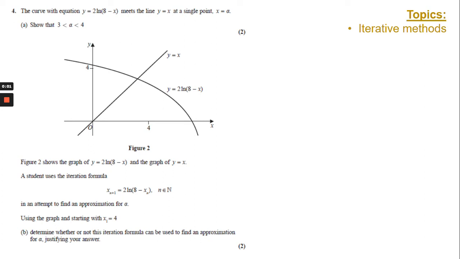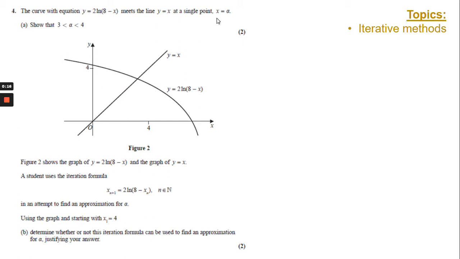The curve with equation y is equal to 2 ln(8 minus x) meets the line y equals x at a single point x is equal to a. Show that a lies between 3 and 4. So we have these two lines over here and we're told that they are actually meeting at a single point.